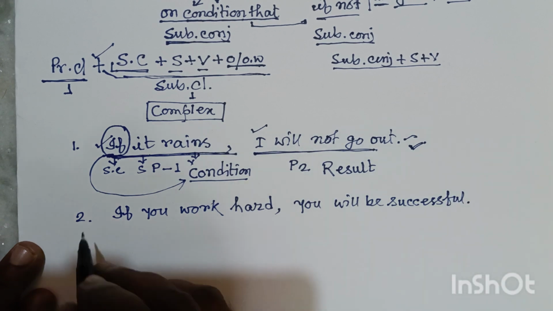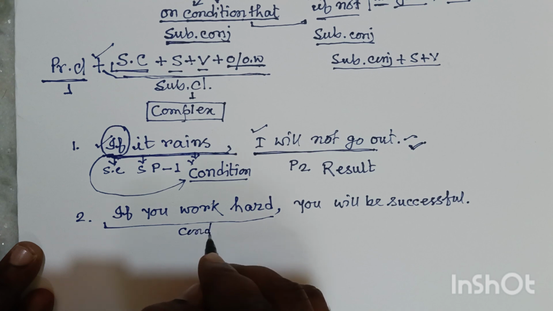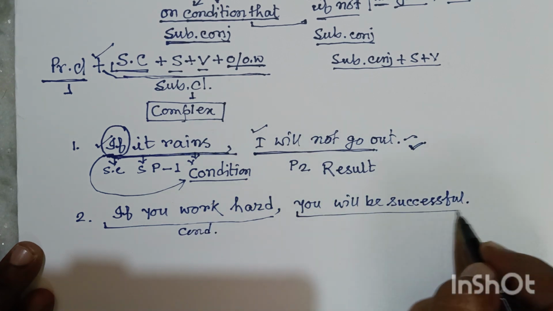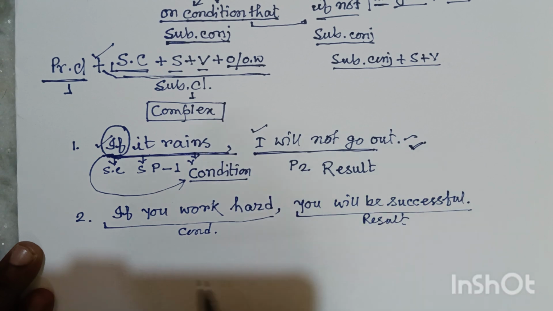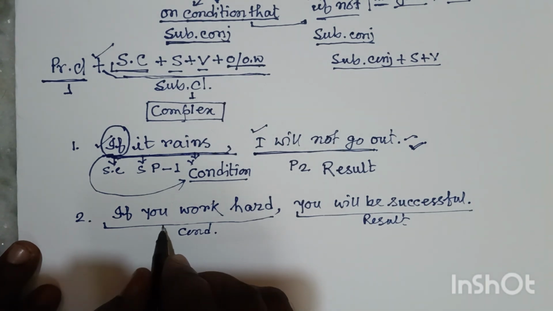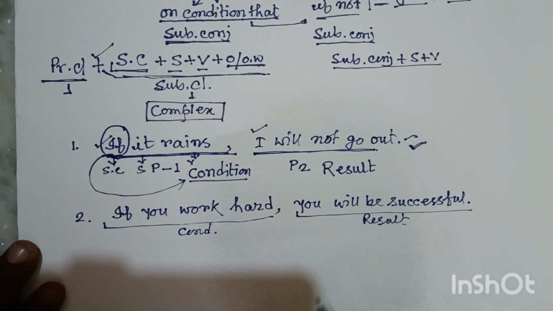My dear friends, you can see this is the condition part. This part is the result. That means if you work hard, you will be successful in your life. And if you do not work hard, you will not be successful. This is the meaning of this sentence.